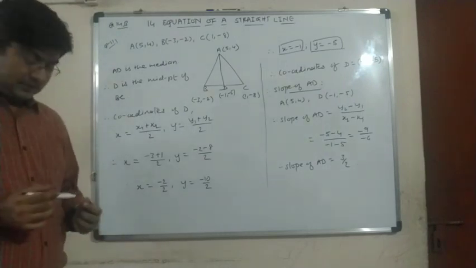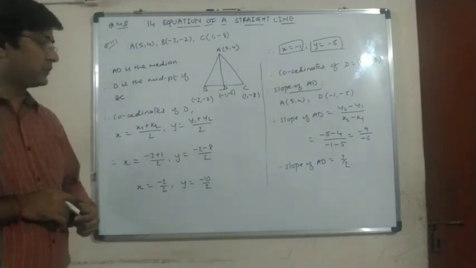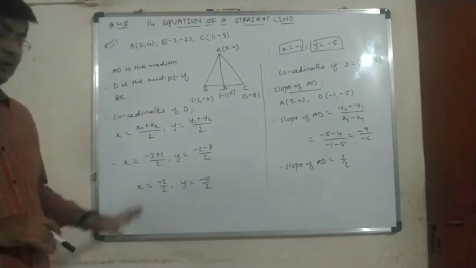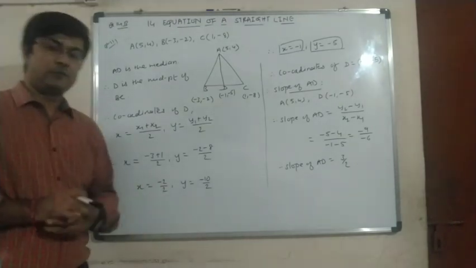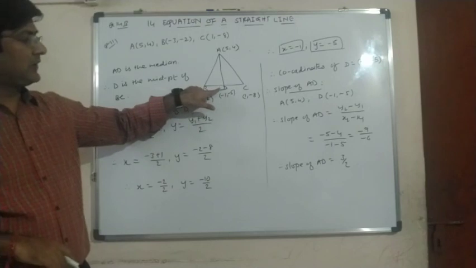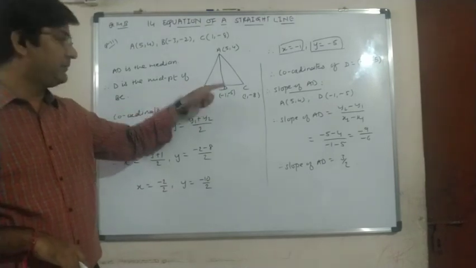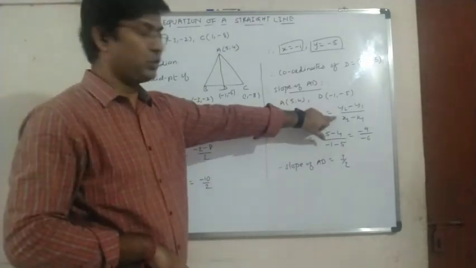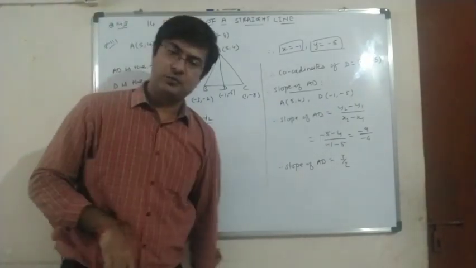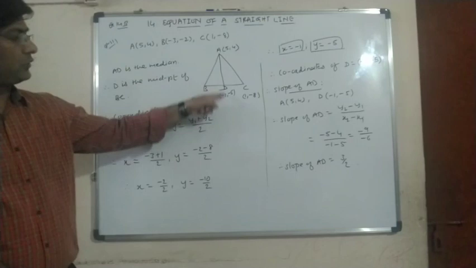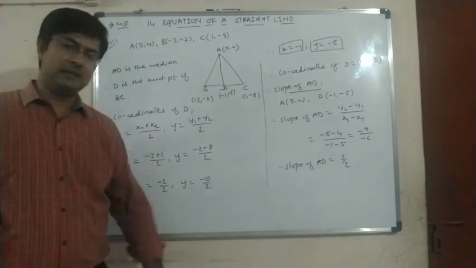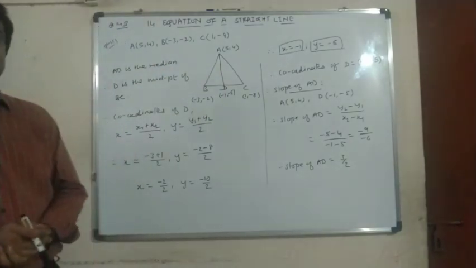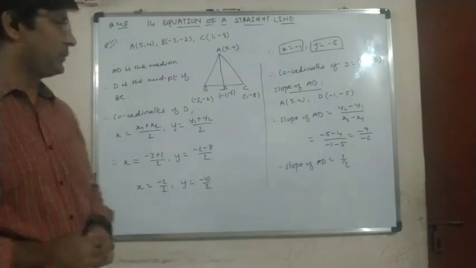So this is the first answer. Still we have to find out one more thing. But I hope you understood how to find the slope of AD. It is very easy. First we will calculate the coordinates of D, D being the midpoint of BC, and then using the formula to find the slope, y2 minus y1 upon x2 minus x1, we can find out the slope of median AD. Clear? Now we will find the slope of altitude BM.